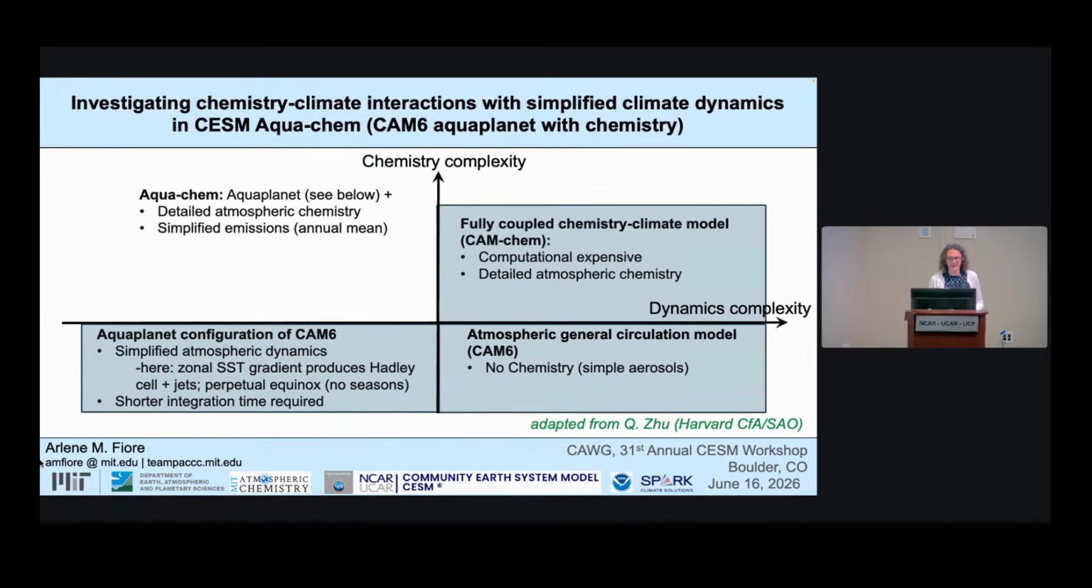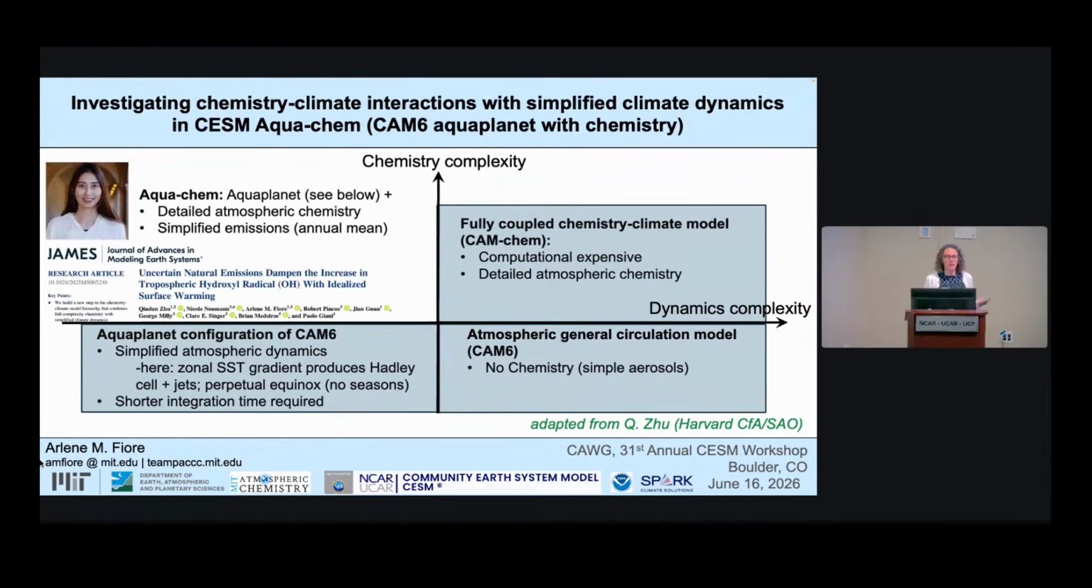So what we're trying to add in here is this aquaplanet with chemistry, so that we can take advantage of the simplified atmospheric dynamics, which in this case we're just prescribing. So it's an atmosphere-only version. We're prescribing sea surface temperatures and just using a zonal mean gradient. I'll show you in the next slide. So we get the Hadley cells, we get jets, but we're also damping the atmospheric noise and the variability a lot, which also means we get the benefit of not having to run as long to look at chemistry-climate interactions. We also have this perpetual equinox, which means we don't have seasons. So when we set up AquaChem, we're using annual mean emissions as well.